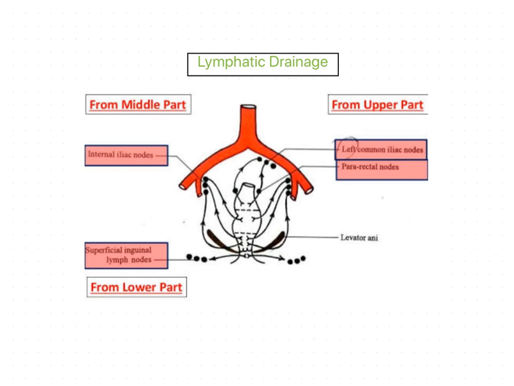Now we'll move on to the lymphatic drainage. Above the pectinate line, it is drained by the internal iliac nodes, and below the pectinate line it is drained by the superficial inguinal lymph nodes. This is all about the anal canal.